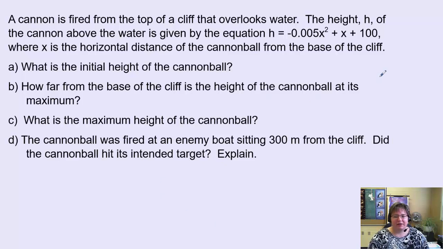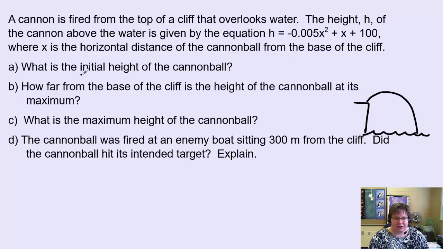So we've got a cannon being fired from the top of a cliff. So I'm going to draw a quick picture of it right here. So we're firing a cannon off the top of a cliff into the water. It says the height of the cannon above the water is given by this equation, where x is the horizontal distance, so the distance away from the cliff. And the first question is, what is the initial height of the cannonball?